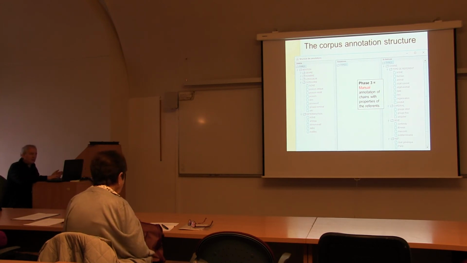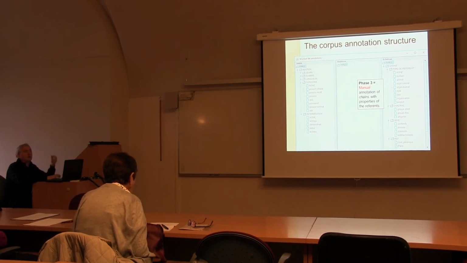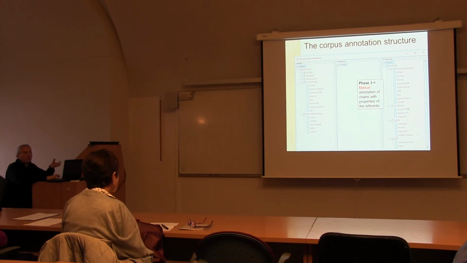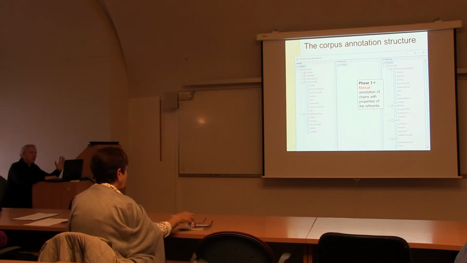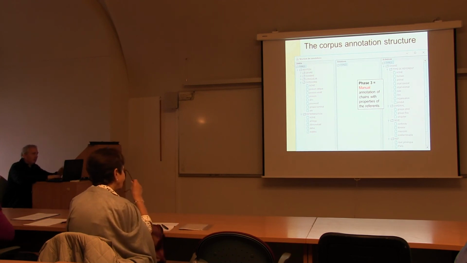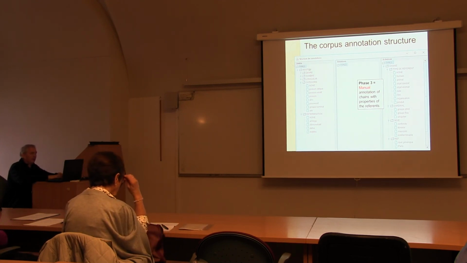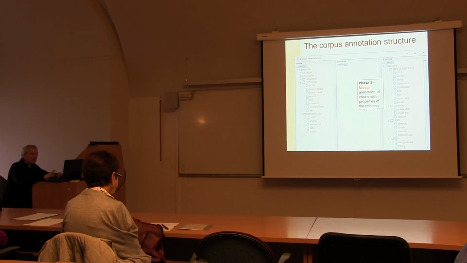Then after an automatic phase, there is a manual phase, phase 3, that corresponds to the manual annotation of the chains. That means the annotation of the properties of the reference. Is it a human being? Is it an animal, a concrete object, an abstract object, and so on? Is it a strict group or a fuzzy group, like I told you at the beginning of my presentation? Phase 3 is then the annotation of referring expressions here and the annotation of coreference chains here.